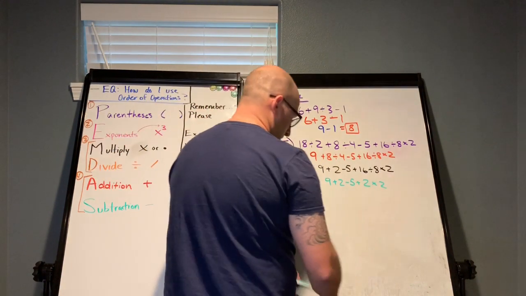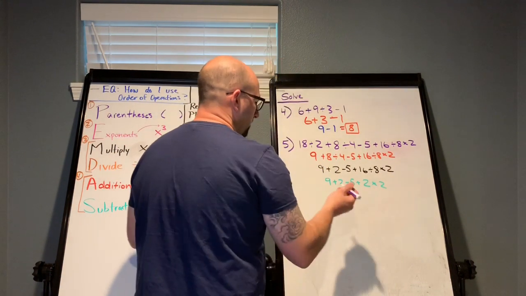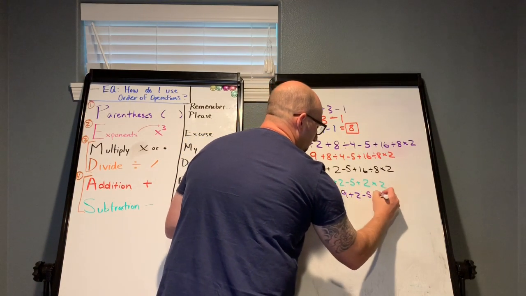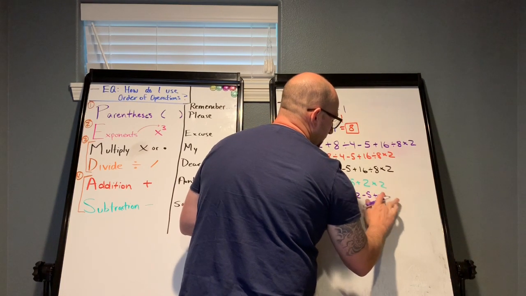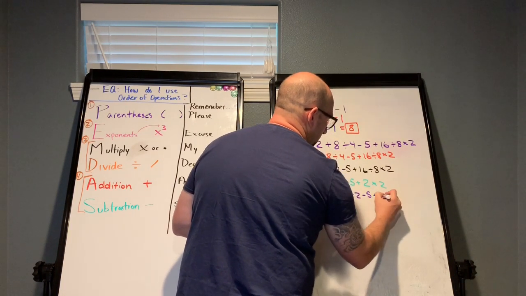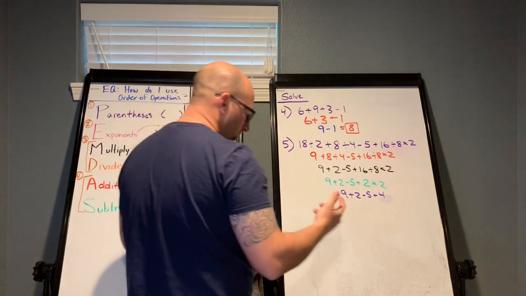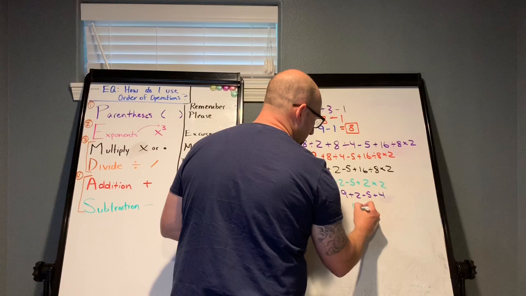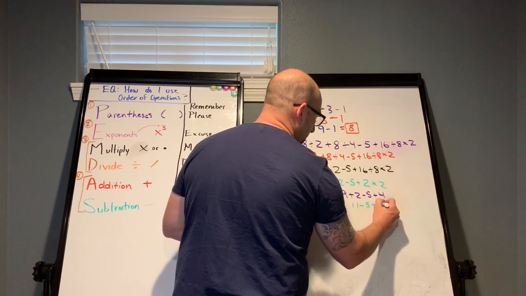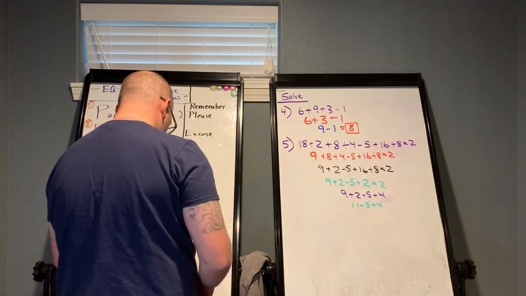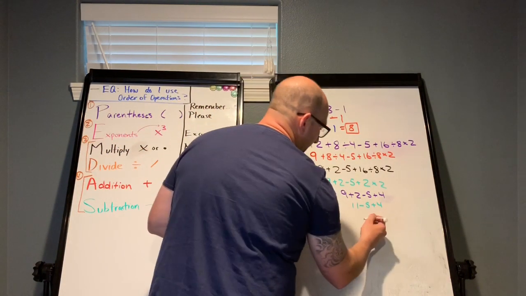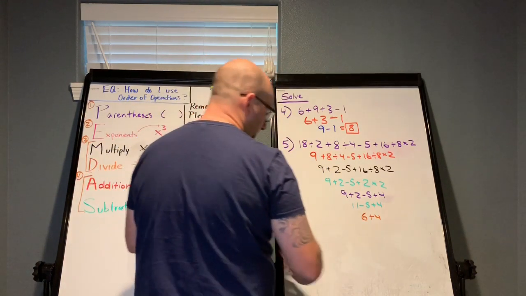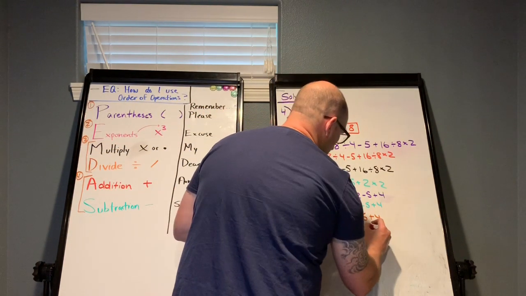Okay? Now, go back to purple. We've got 9 plus 2 minus 5 plus 2. Nope. Get rid of that. 2 times 2 is 4. Okay, now we just add them all together, left to right. 9 plus 2 is 11. Minus 5 plus 4. Okay. And then we've got 11 minus 5 is 6. Plus 4. And our final answer would equal 10.